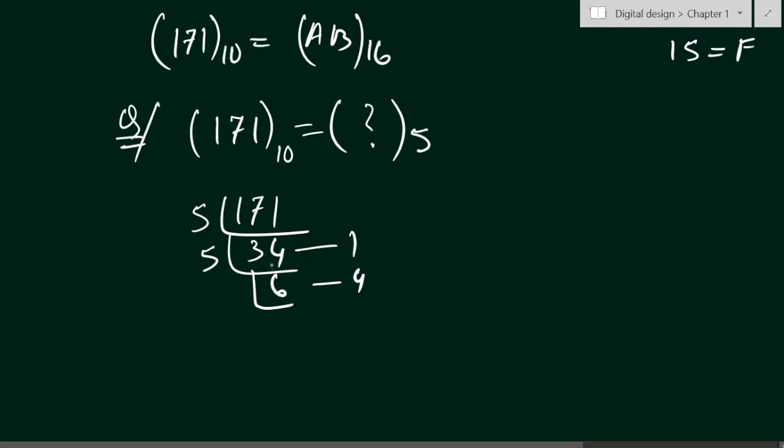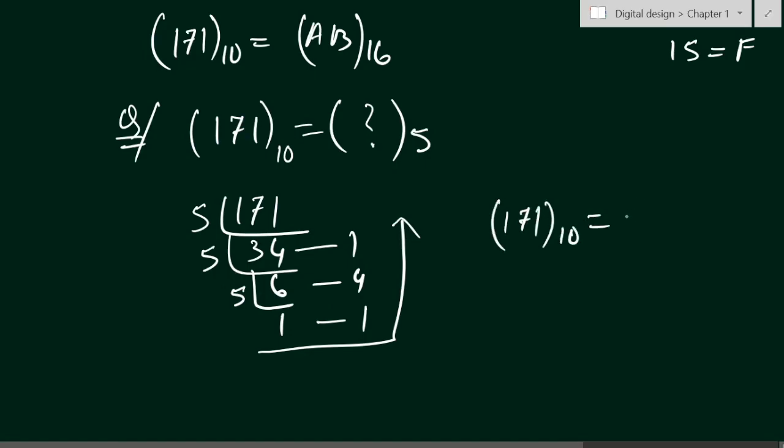So again you divide this 34 by 5, so the remainder is 4, and again you divide by 5 because this number 6 is greater than or equal to 5. The quotient is 1 and the remainder is 1. So what will be the number? So 171 in decimal is equal to 1141 in base 5. So we have found it out in this way.